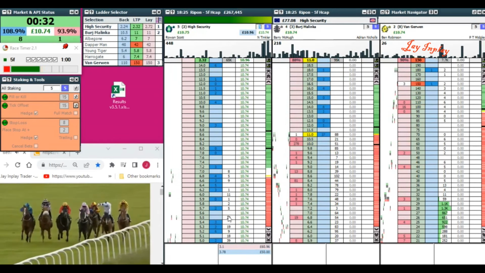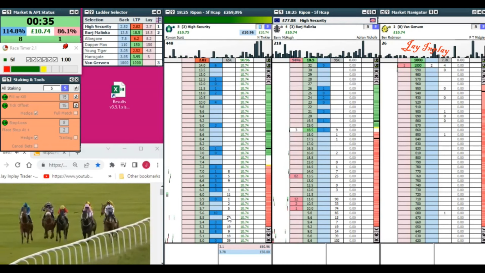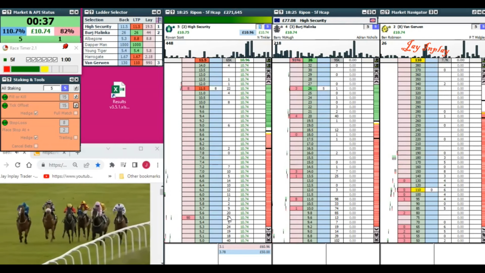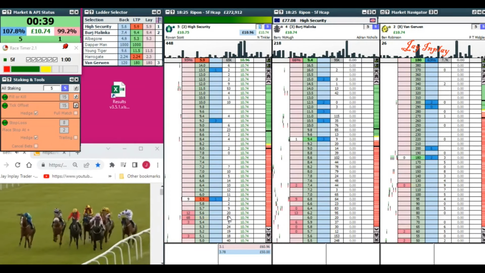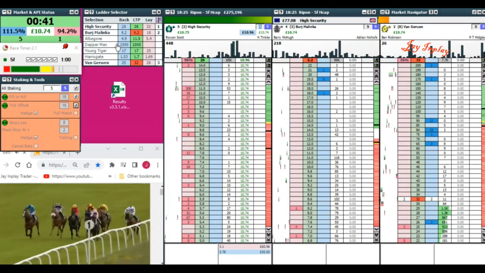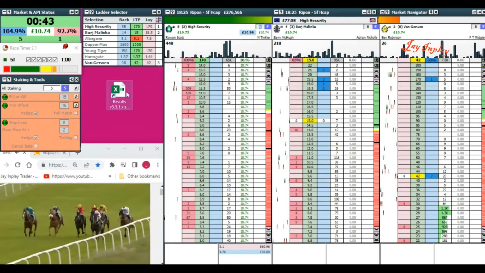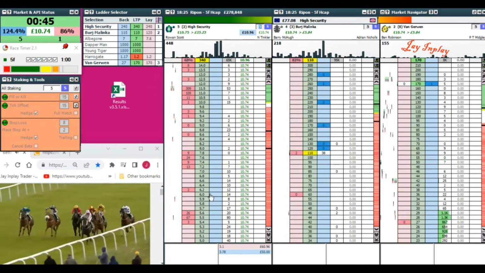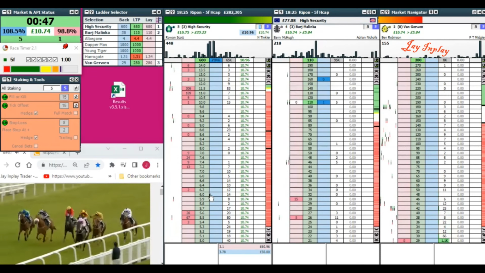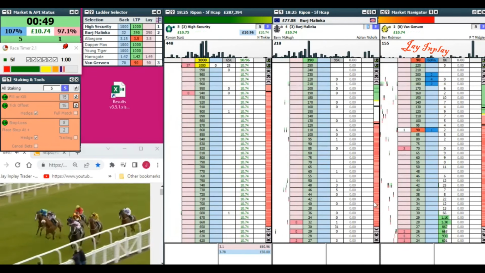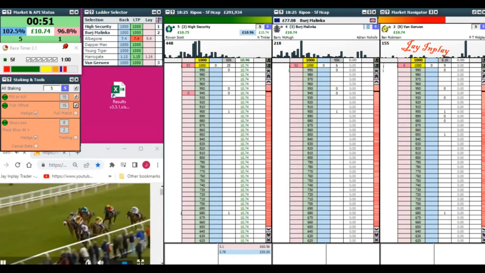And we're out. 10 quid. There you go. Thank you very much. That was a bit of research. I would have had to get out at halfway had we not got matched. But we did get matched, so it doesn't matter if it wins or loses. Job done. 10 quid.